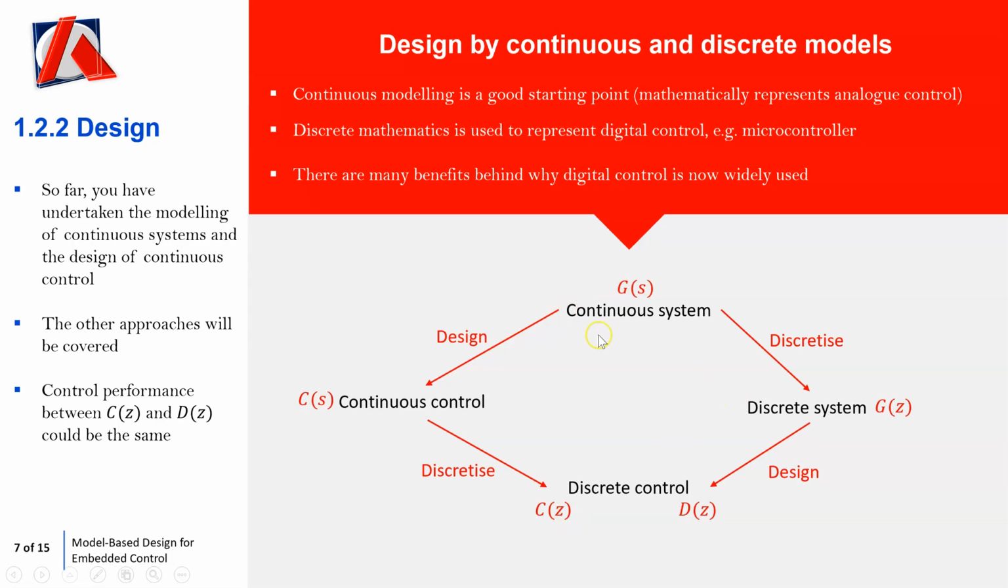Another method that you can do is you can get your continuous system, discretize the continuous system to get G of Z, so a discrete system, and then you can design your controller based on G of Z. So that's another way that you can go about doing this, known as direct digital control. We won't cover this initially in this series of videos though.